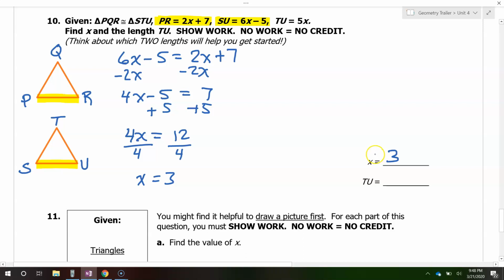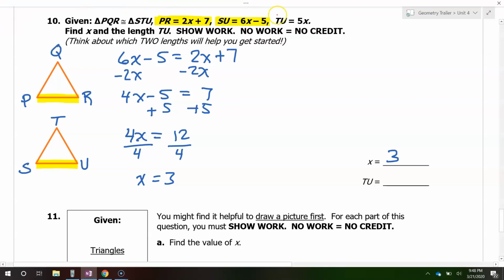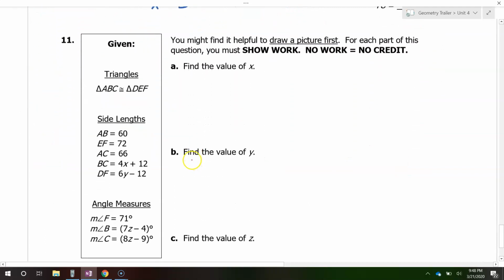And then finally, I need to find TU. All right, TU is right here. A simple little expression. It's 5x. So I know that's going to be 5 times 3, because x is 3, and that is 15. So TU is 15. Okay, I guess that's all we had to do. That problem was a lot simpler.